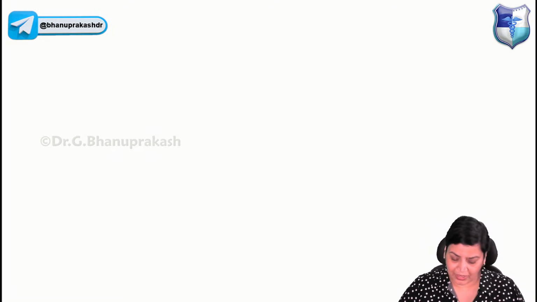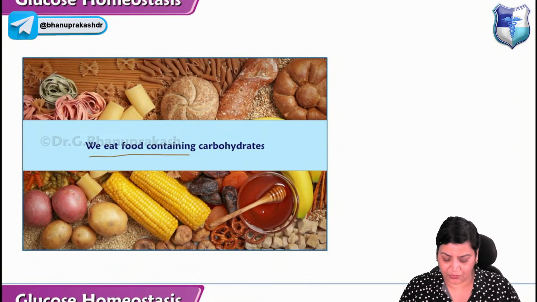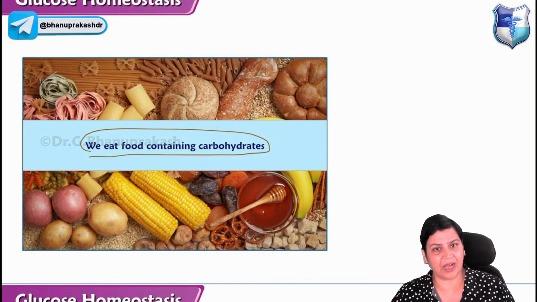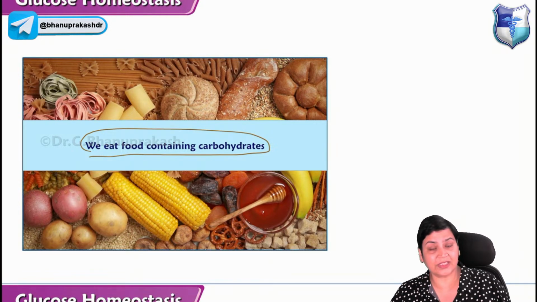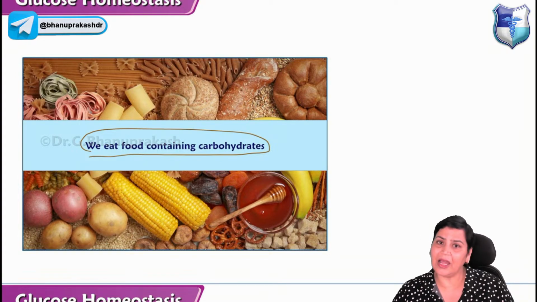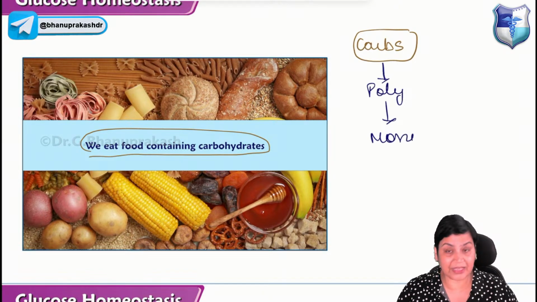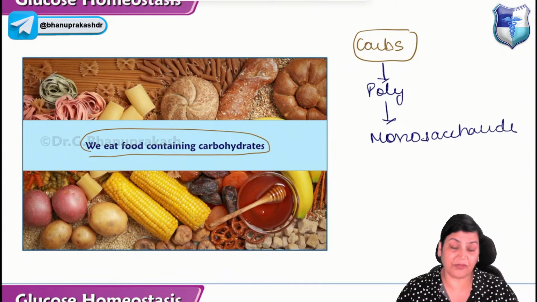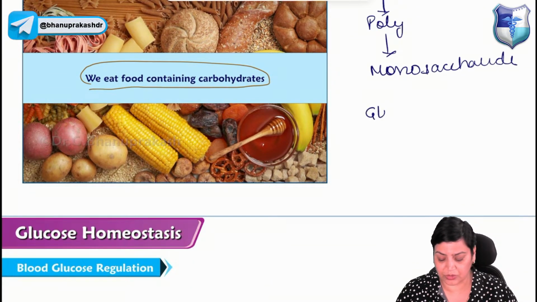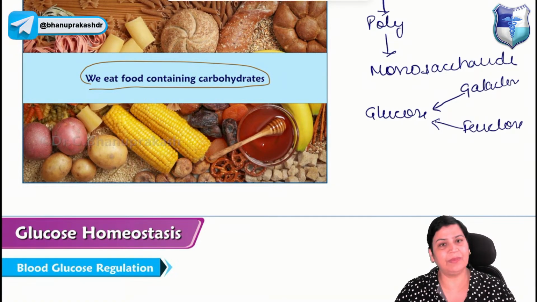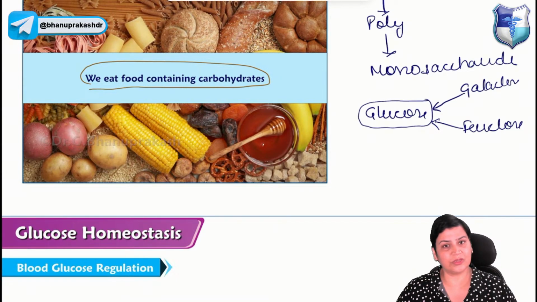Now I'll just tell you about this. We eat food containing carbohydrates. Whatever food we eat, we all know that it is rich in carbohydrates, whether they are potatoes, flour, parathas, or puri. So many things we eat are rich in carbohydrates, or carbs. We have discussed that polysaccharides are broken into monosaccharides first, and physiologically the most important monosaccharide is glucose. Galactose is a C4 epimer of glucose, so it can be converted. Similarly, fructose is a ketoisomer of glucose, so it can be converted to glucose. So I can say the main hero here is glucose, right?